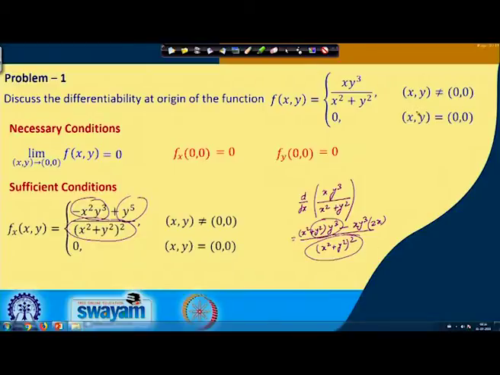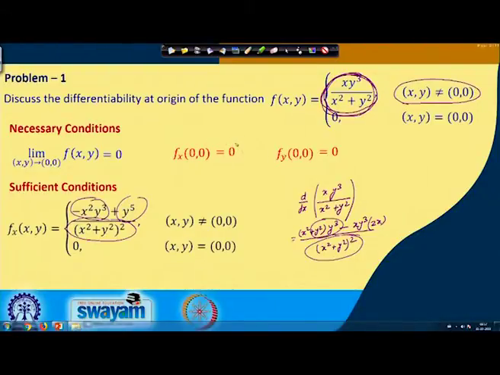So, at this non-zero point, (x,y) not equal to (0,0), we can get the partial derivative with respect to x or with respect to y directly by taking the derivative of the function with respect to that variable and keeping the other variable constant. To get this at (0,0), we have to use the fundamental definition of the derivative, which we have just used here.